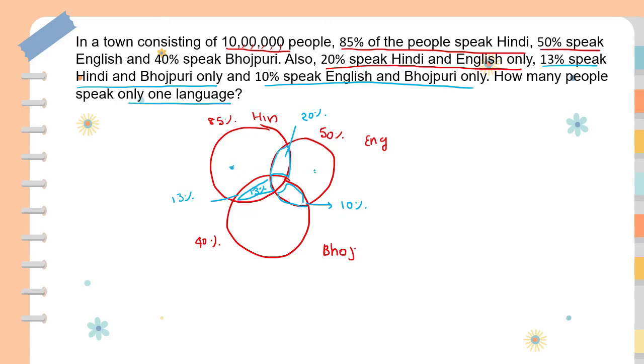Okay, so we have to find this area, this area, this area. So let us assume this is A%. Okay, so how many people will speak only Hindi? So it will be equal to 85% minus the 20 and 13, that is 33%, minus A, plus this area, so it will be equal to 50 minus 30% and minus A, plus, for this one, so it is 40% minus 23% minus A.